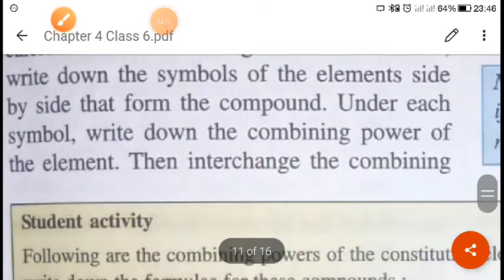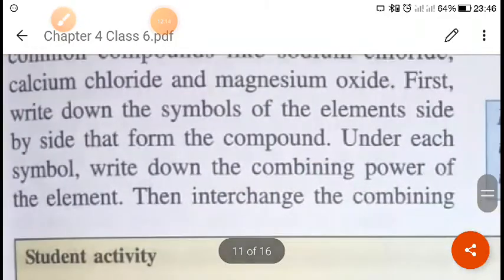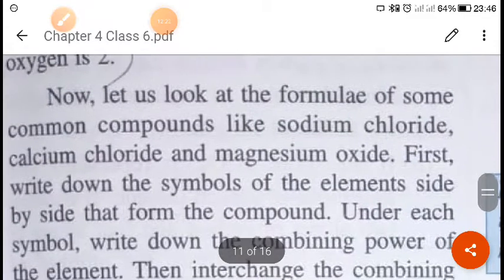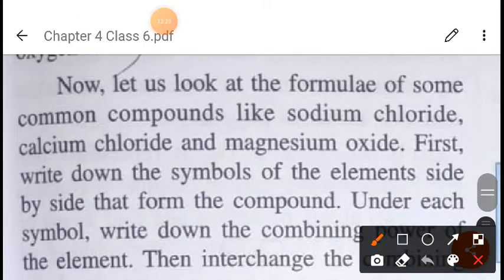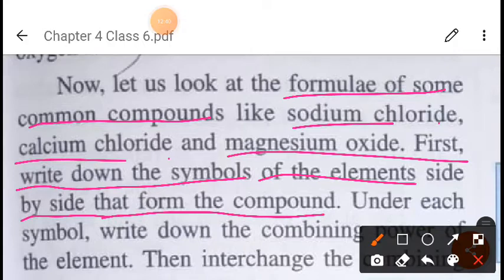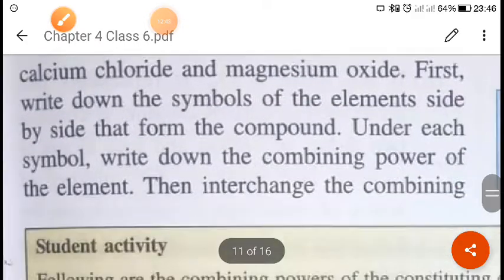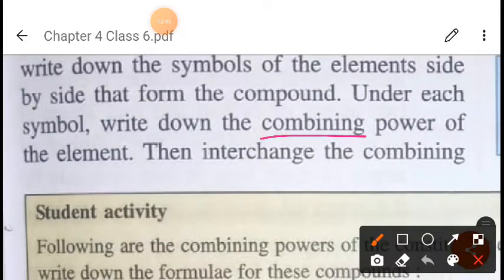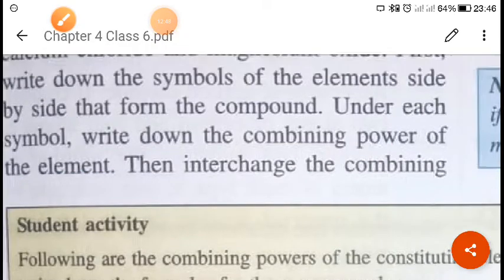Now there are some formulas given here, as you can see. I will discuss this in detail one by one. As you can see, there are formulas of some common compounds like sodium chloride, calcium chloride, magnesium oxide, okay? What we have to do: first write down the symbol of the elements side by side as they form the compound, okay? Under each symbol we have to write down the combining power of that element, okay? I will give you an example. You will understand with this example.